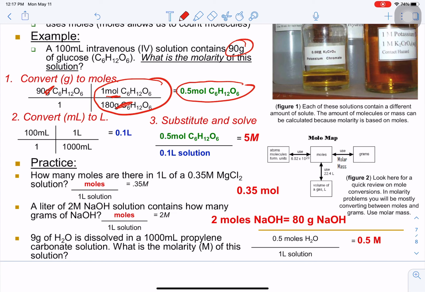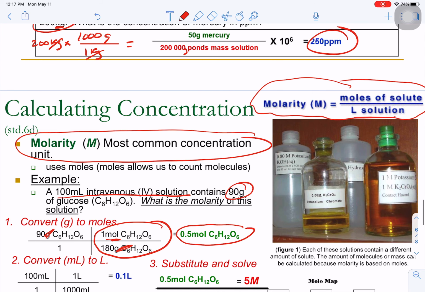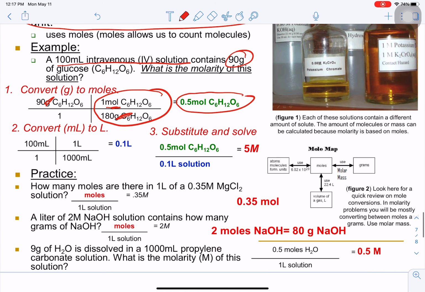Now, notice the entire solution, 100 mils of IV solution. We need to get that milliliters into liters because that's what the formula says. It's got to be in liters. So that's what I've done here, just a simple unit conversion. We know we're working with 0.1 liters, so we do 0.5 divided by 0.1, and this is equal to a 5 molar solution. A 5 molar solution, that's that big M.